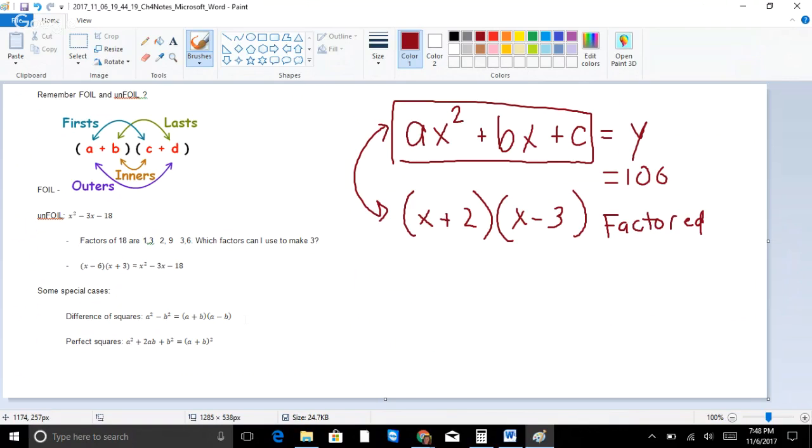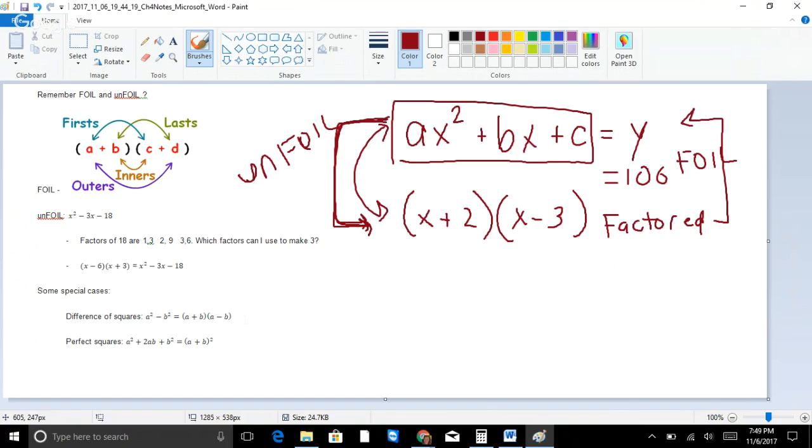Factored. To go from the factored form to the quadratic, we use a technique called FOIL, which is basically a process of multiplying your first terms, your outside terms, your inside terms, and your last terms. If we go the other way, I like to say that we unfoil it. It's not an official technique, but that's basically what we're doing. We're trying to solve the mystery of how to get from the quadratic to the factored form.